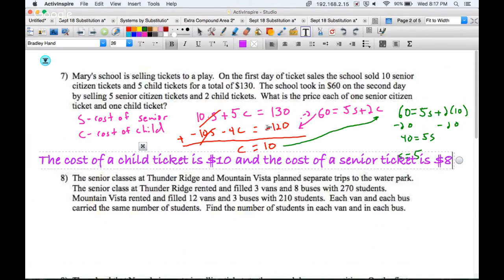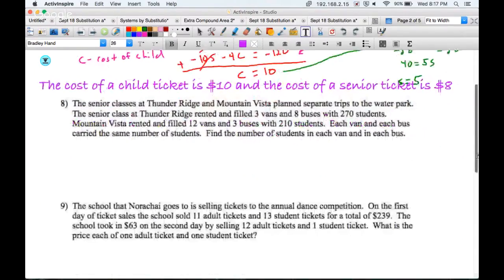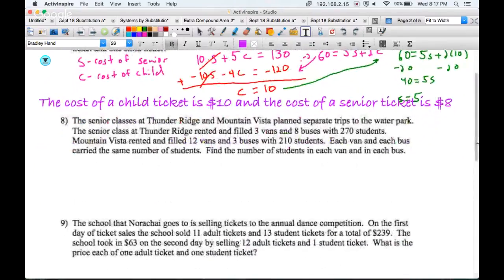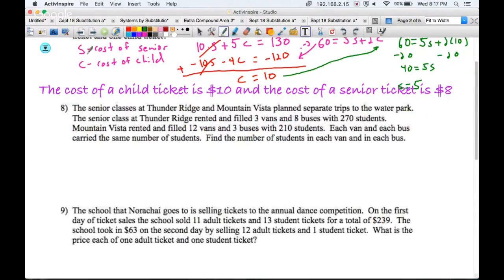All right. Let's skip down for some of this, so that one's also selling tickets. I think maybe number 8 is a more different problem than 9 and 10. The senior class at Thunder Ridge and Mount Vista planned separate trips to the water park. The senior class at Thunder Ridge rented and filled 3 vans and 8 buses with 270 students. Mount Vista rented and filled 12 vans and 3 buses with 210 students. Each van and each bus carried the same number of students. Find the number of students in each van and bus.